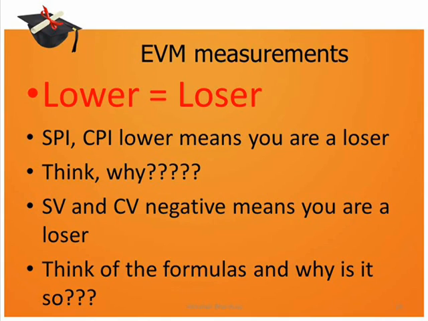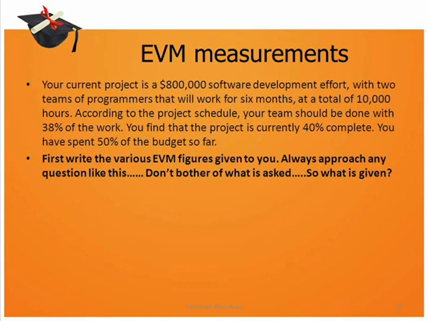Think of the formulas and you will understand. Let us now look at a question to better our understanding. So if you see in this question, it is given that your current project is $800,000 and there is a team of programmers and they will work for 6 months. So in terms of months, it means the total effort for the project is 6 months, and the total effort in terms of hours is given as 10,000 hours.